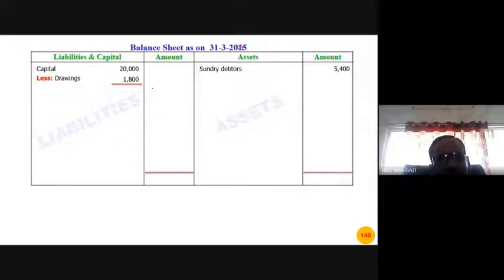What is 18,200? So let it be 18,200. What it means is the owner actually invested 20,000. See, he has taken 1,800 back. Now the capital is 18,200. Okay, so leave it. Next, go to the problem.